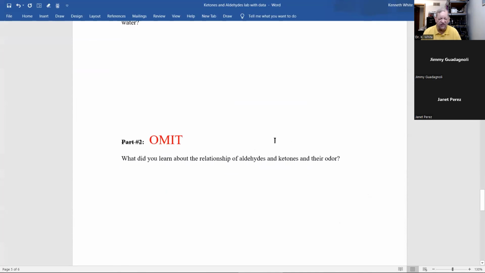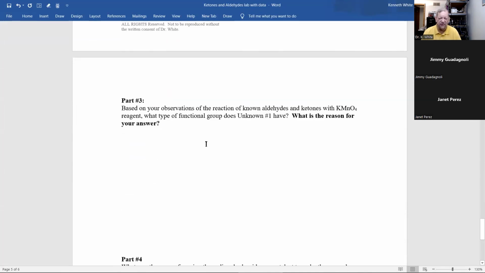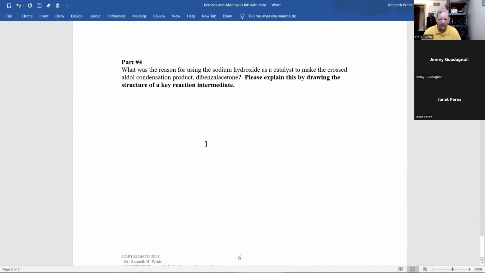Now, here are the questions. Number 2, just omit. Number 3, and number 4. And number 4, notice in black, it says, please explain this by drawing the key structure, the structure of a key reaction intermediate. Hint.